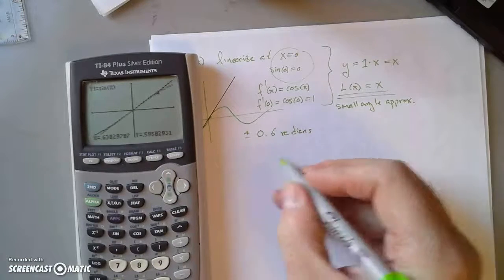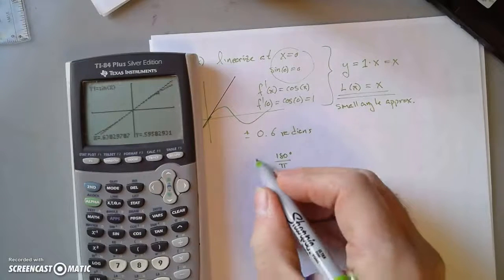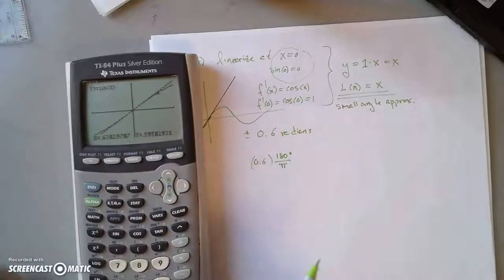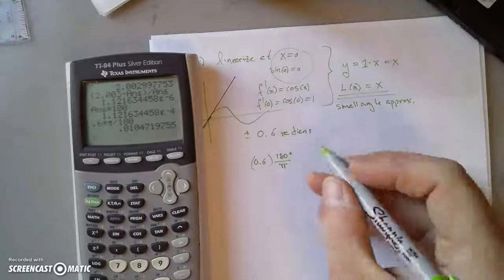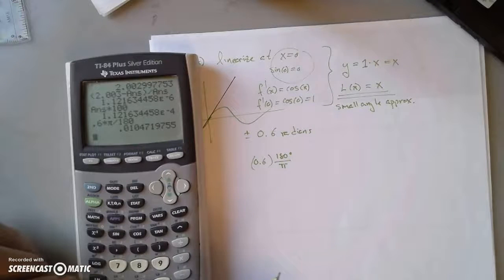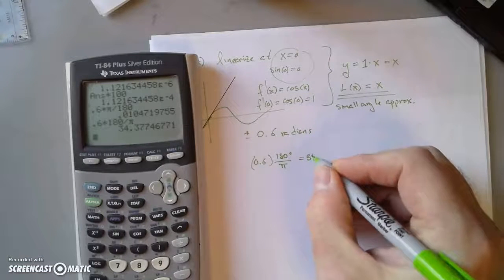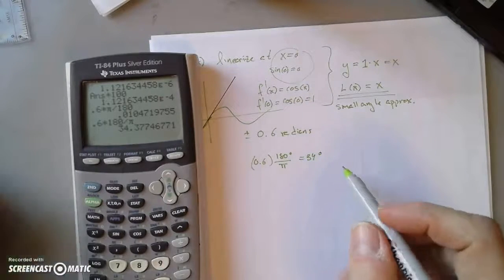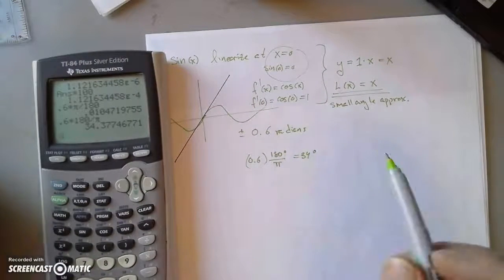How many radians are in degrees? Well, there are 180 degrees per pi radians. So if you multiply that by 0.6, so 0.6 times pi divided by 180. Whoops, I did it backwards. 0.6 times 180 divided by pi gives you 34 degrees. So that's quite a spread, or it was really good.